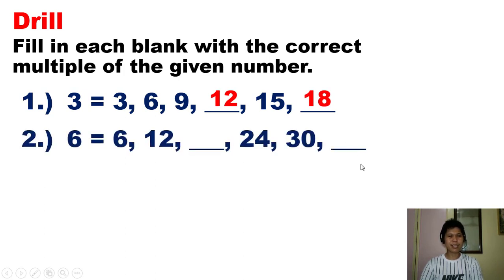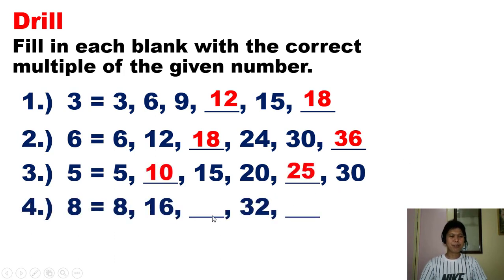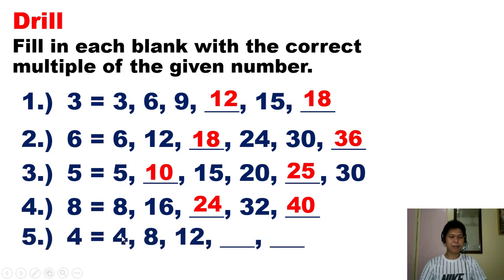We have number 2: 6, 12, blank, 24, 30, and blank. Okay, so 18, tapos dito is 36. For number 3, we have 5, blank, 15, 20, blank, and 25. Syempre, this is 10 and this is 25. For number 4: 8, 16, blank, 32, and blank. Okay, 24 and 40. And for number 5: 4, 8, 12, blank, and blank. Okay, the correct answer is 16 and 20.